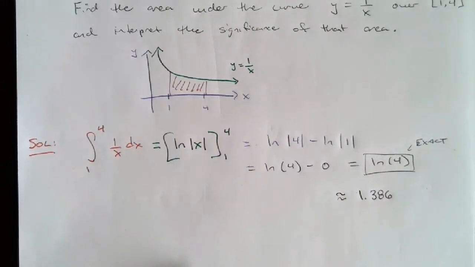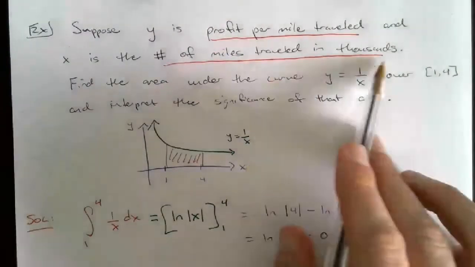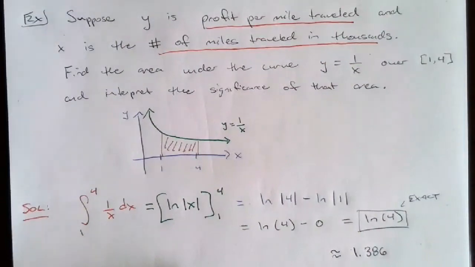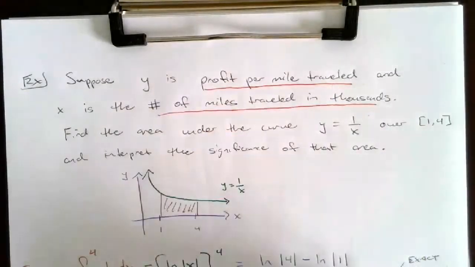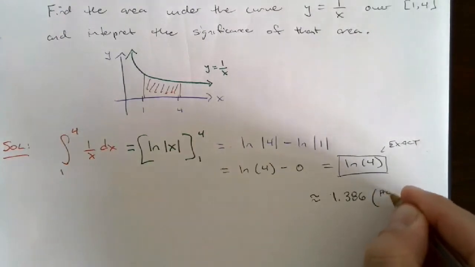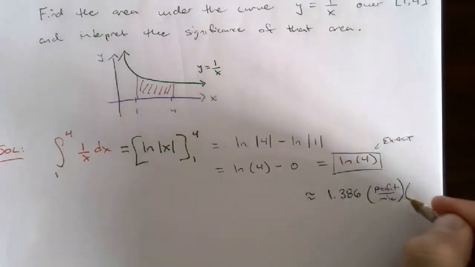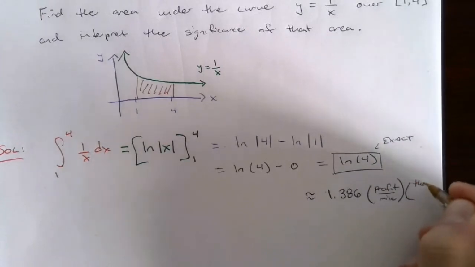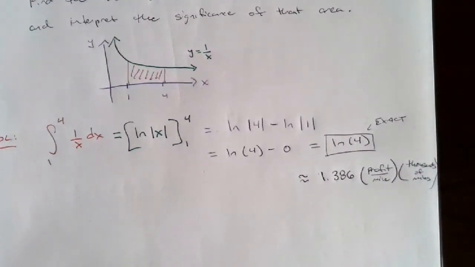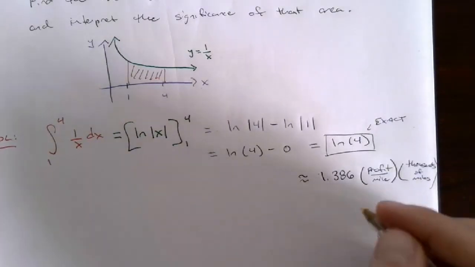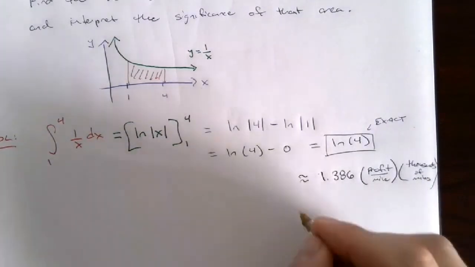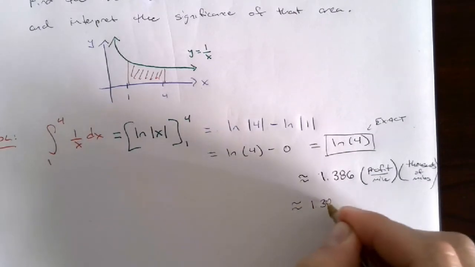Well, they told us x was in number of miles traveled in thousands. And what was the units of the y-axis? Well, y was the rate of change of profit. It was profit per mile. So this is profit per mile times the x-axis units, which was in thousands of miles. And I'm using this 1.386, that's still my approximation.